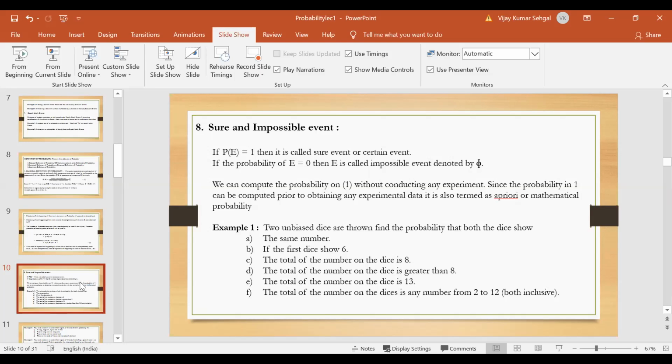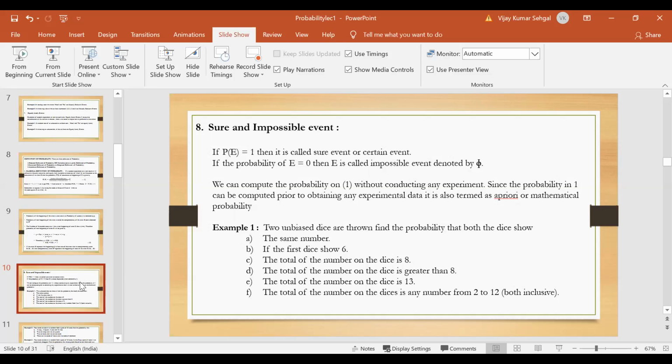Now the second part is if the first die shows 6. Because the exhaustive cases will remain the same in all cases, only the favorable cases will change in each case. Now if the first die shows 6, that means it can show any number on the second die. So the favorable cases will be 6-1, 6-2, 6-3, 6-4, 6-5, 6-6. That means there are 6 possibilities, so total favorable cases will be 6. So the probability in this case is also 6 by 36, that is 1 by 6.